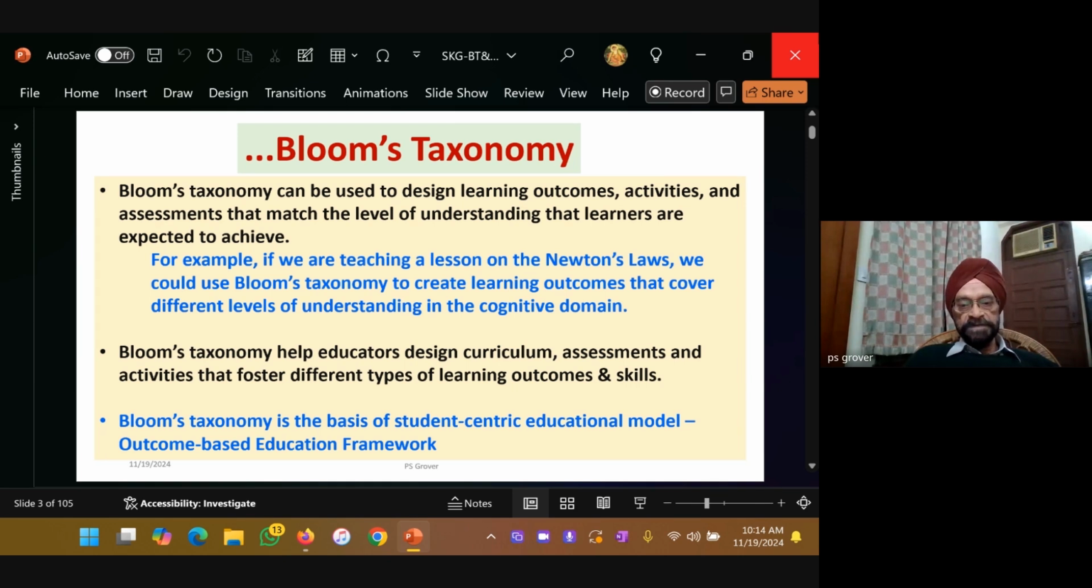As for example, if we are teaching a lesson on Newton's laws, we could use Bloom taxonomy to create learning outcomes that cover different levels of understanding in the cognitive domain. Cognitive domain means mental knowledge, mental learning. So Bloom taxonomy helps teachers to design the curriculum: what students should learn, how to assess that, what various activities should be carried out. In fact, Bloom taxonomy is the basis of the student-centric education model, the outcome-based education framework.